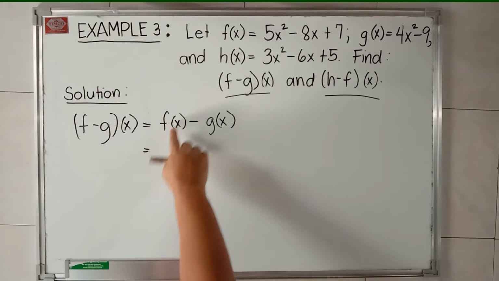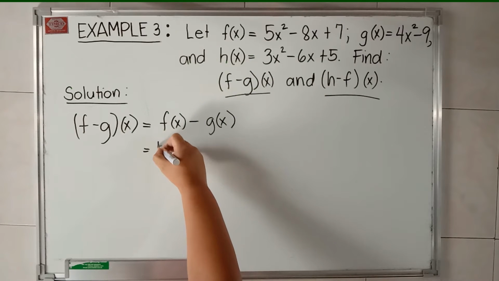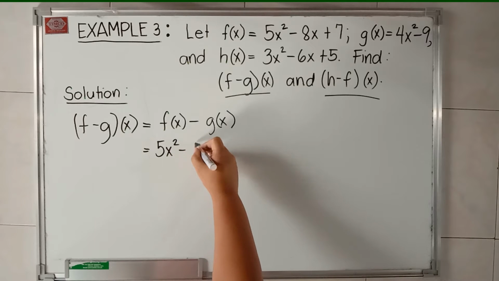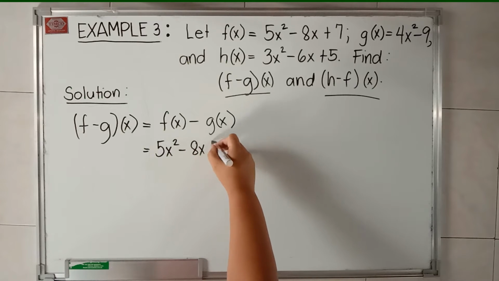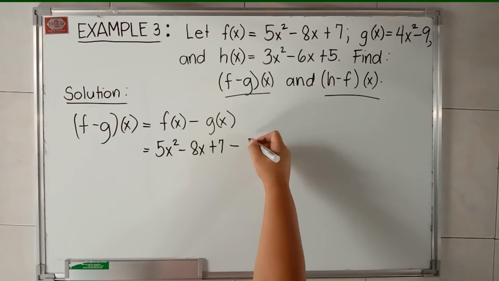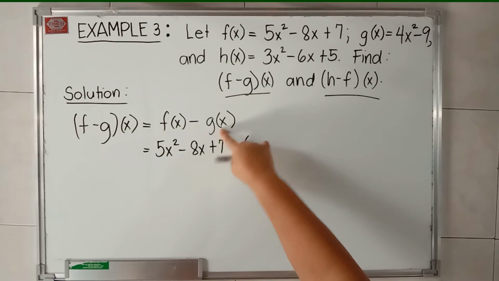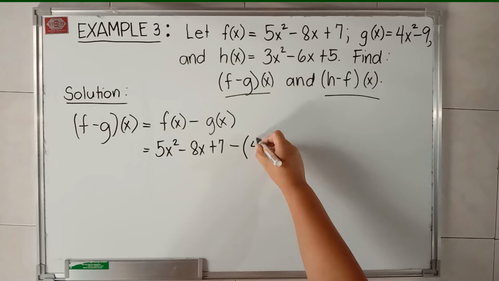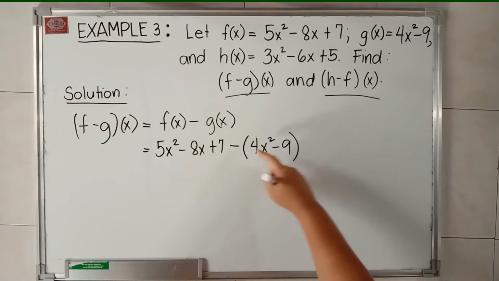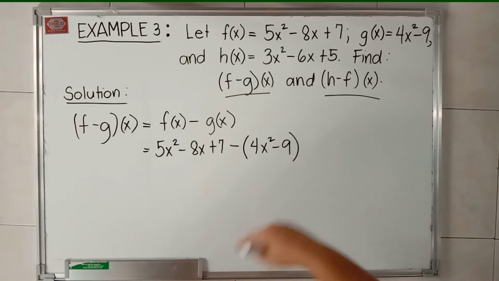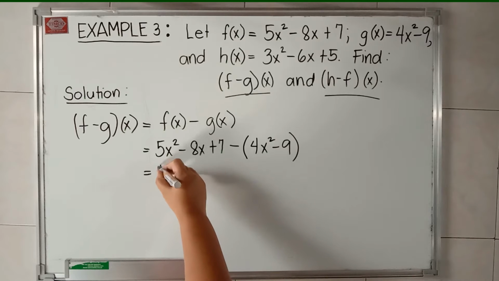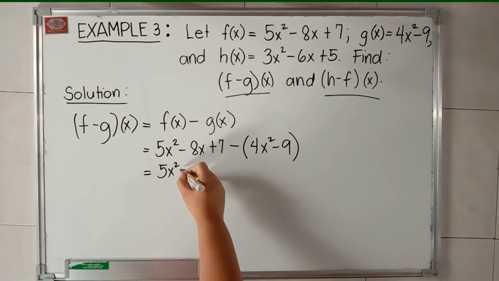Substituting the value of each function, we have 5x squared minus 8x plus 7. That is f of x minus, please do not forget the parentheses, g of x, which is 4x squared minus 9. Do not forget putting parentheses because it will be wrong if you forget the parentheses. I'll show you later.